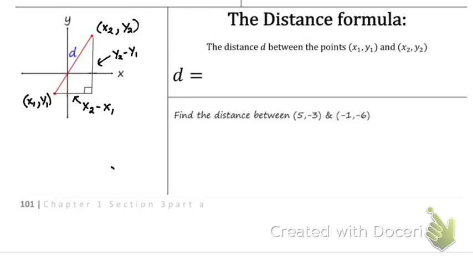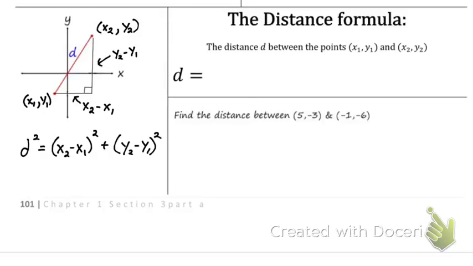Well, if I told you that and I told you to solve for d, you would once again use a squared plus b squared equals c squared. In other words, d squared is going to equal the side with x's in it squared plus the side with y's in it squared. And once you solve that, you have your distance. It's just a squared plus b squared equals c squared.